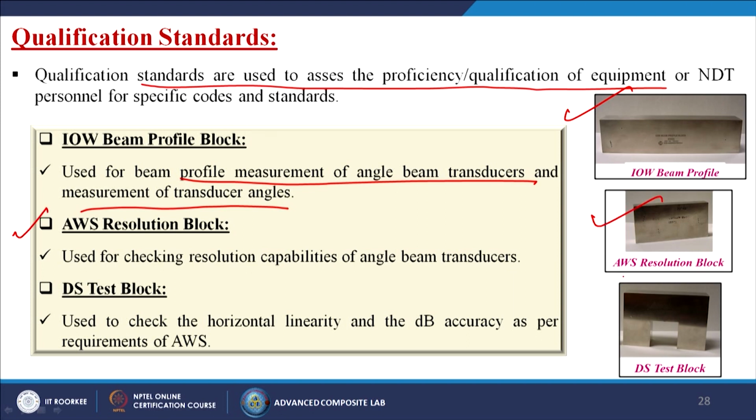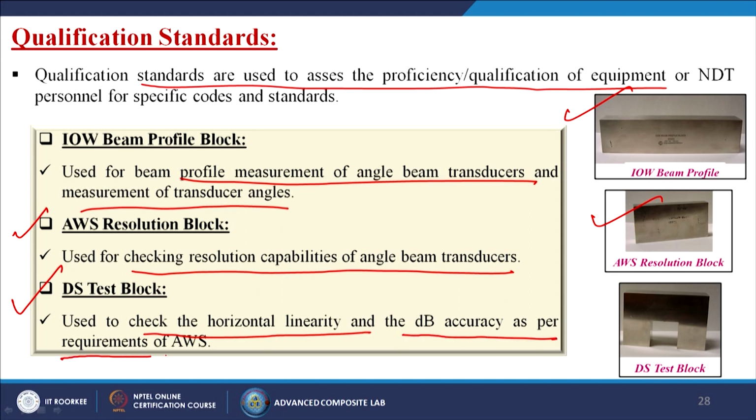Second one is called the AWS resolution block. This is used for checking resolution capabilities of angle beam transducers. Third one is called the DS test block, used to check the horizontal linearity and the dB accuracy as per requirements of the AWS. dB is nothing but the unit of sound, that is the decibel.